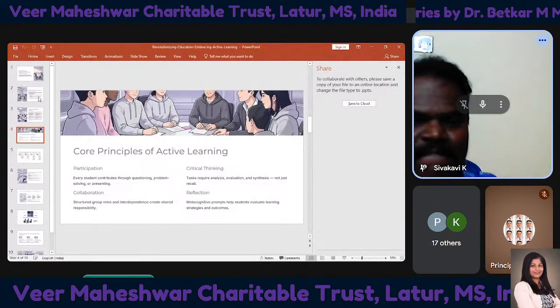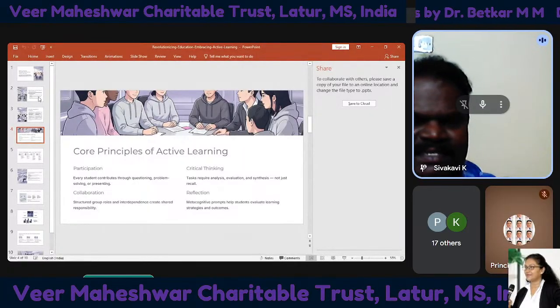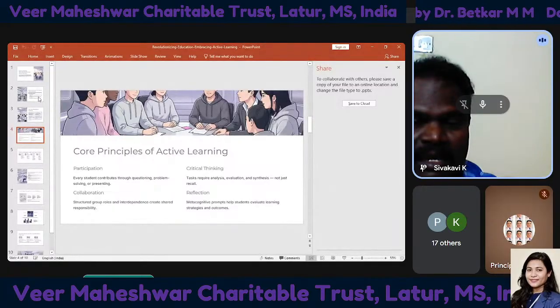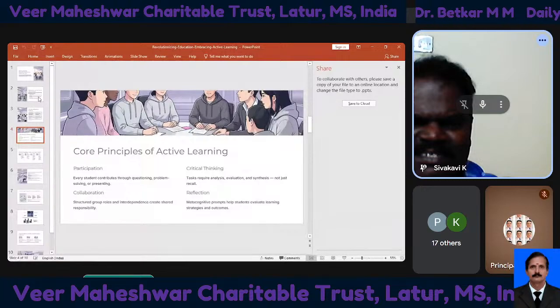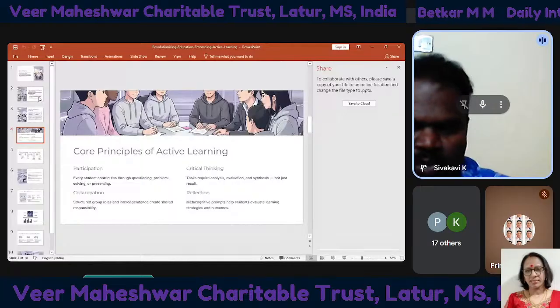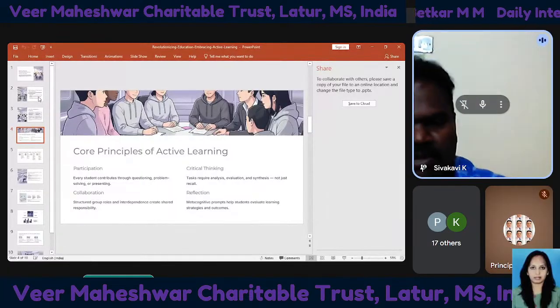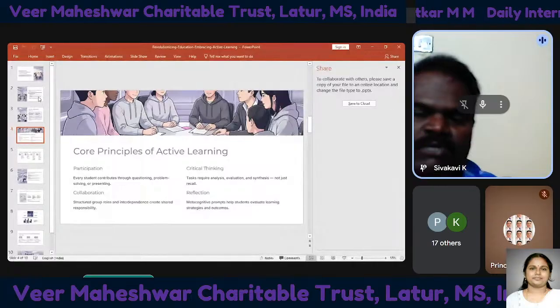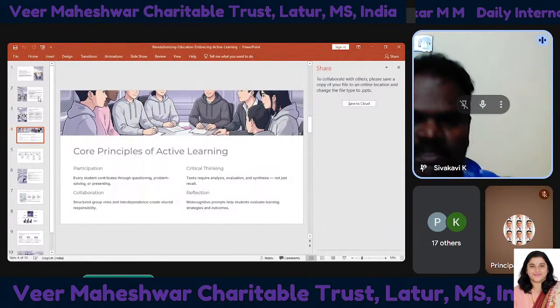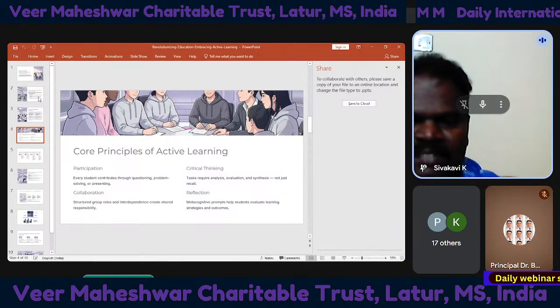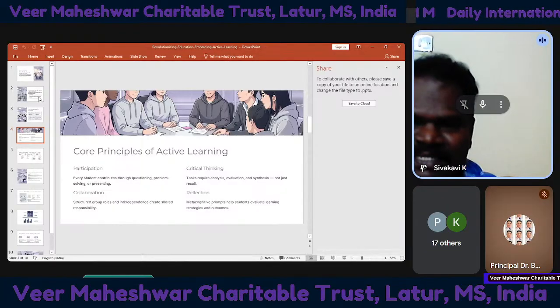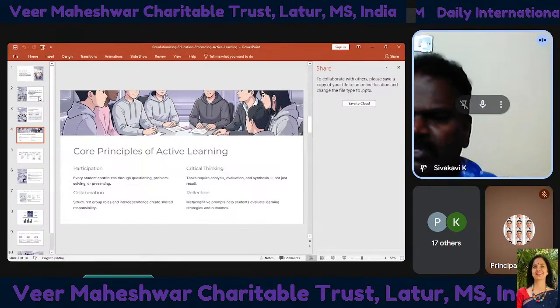Then critical thinking. Tasks require analysis, evaluation, and synthesis, not just recall. See, this is Bloom's taxonomy. As you all know, Bloom's taxonomy talks about different types of skills to be imparted among students during our teaching. Knowledge should be there. Application should be there. Knowledge, understanding, application, analysis, synthesis, evaluation, all those things.